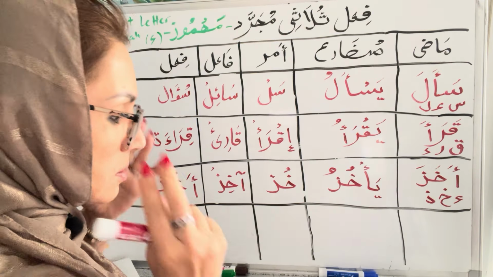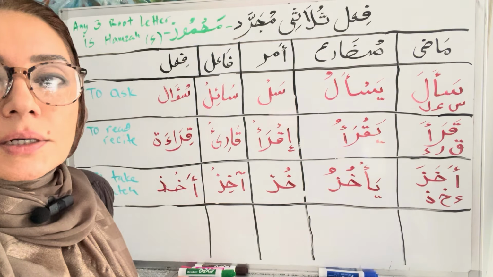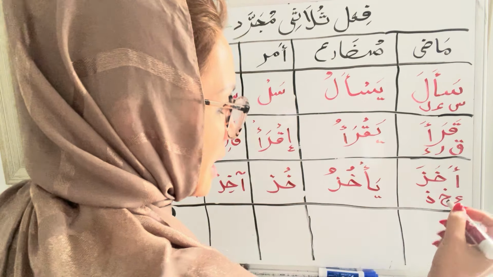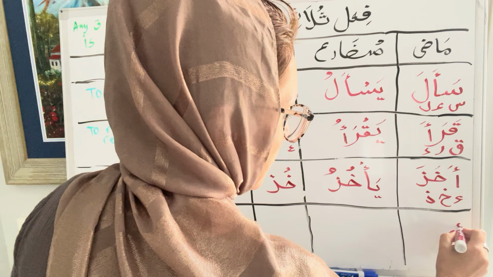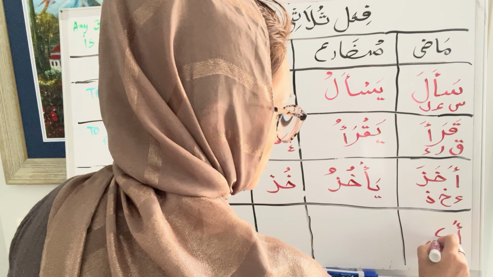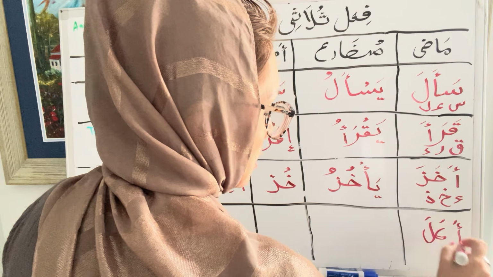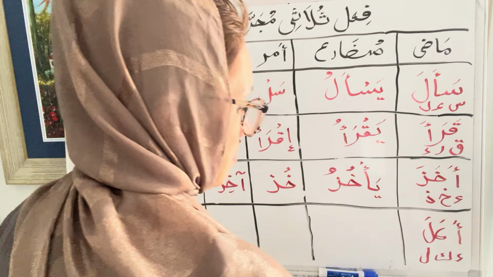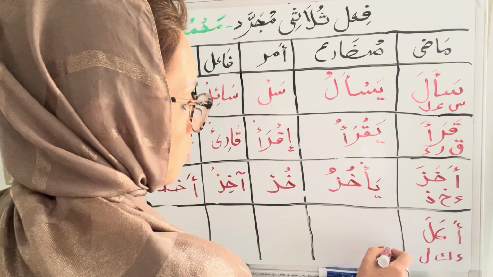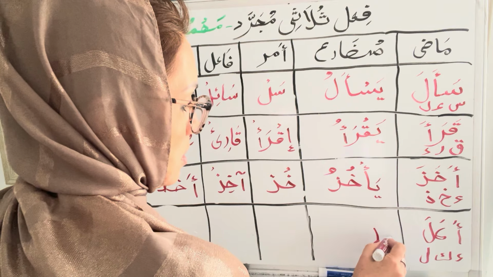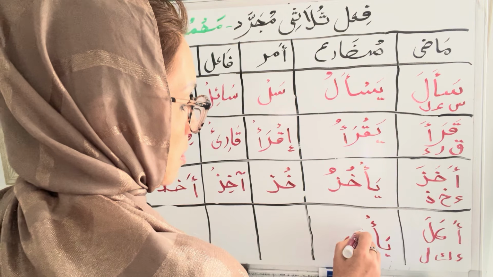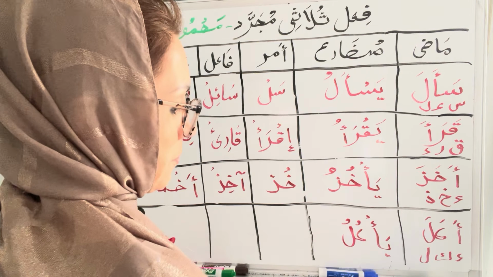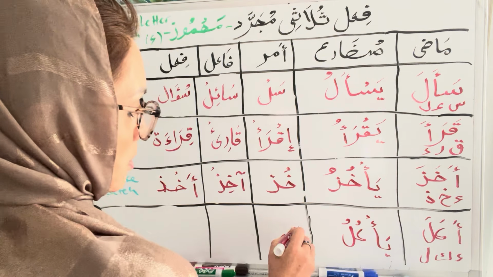We're going to fit it in here. All right, you guys can see everything. Yes. The next word is akala. It's hamza, kaf, and lam. Akala, ya'kulu, and then it means kul.